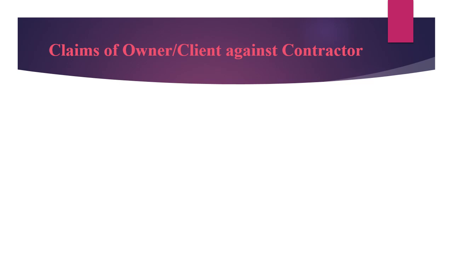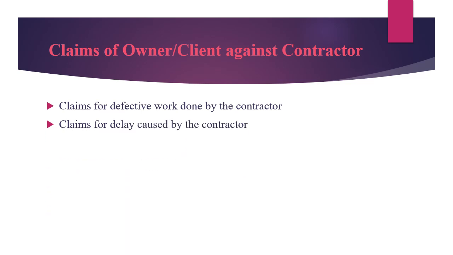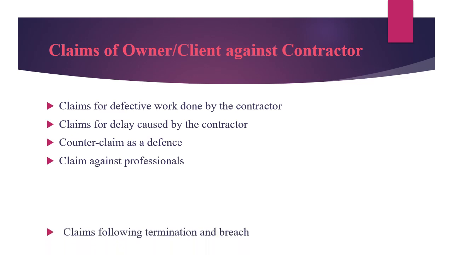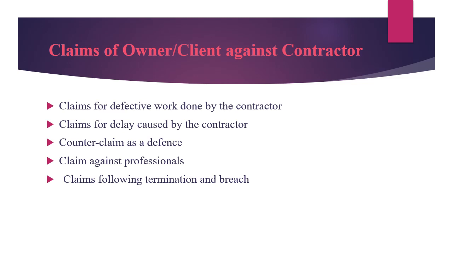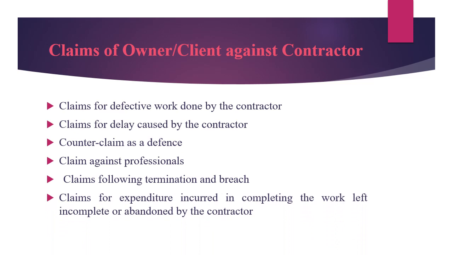Next are the claims of the owner or client against the contractor. Claims for defective work done by the contractor. Claims for delay caused by the contractor. Counterclaim as a defense. And claims against professionals. Because of any of these four reasons, the owner or client can raise a claim against the contractor. Sometimes the claims may follow termination and breach of the contract, and claims regarding the expenditure incurred in the work. In this type of claim, the owner or client can also raise a claim because of liquidated damages.